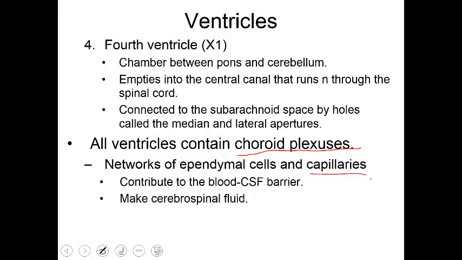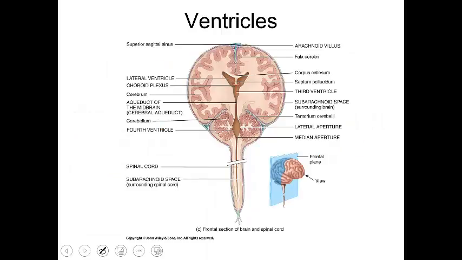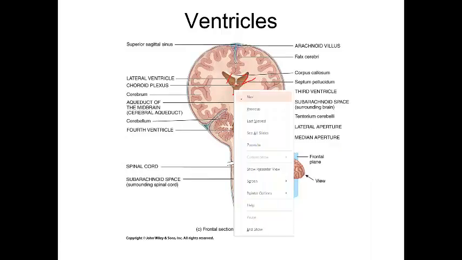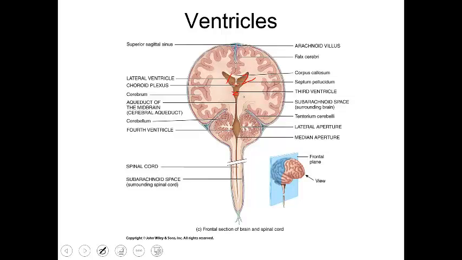blood capillaries. So what we're going to do next is take a look at this frontal section, so you can see the 2 lateral ventricles, 1 and 2. You have the third ventricle, this is the fourth ventricle, and this is the central canal right over here. You can also see the median and the lateral apertures.